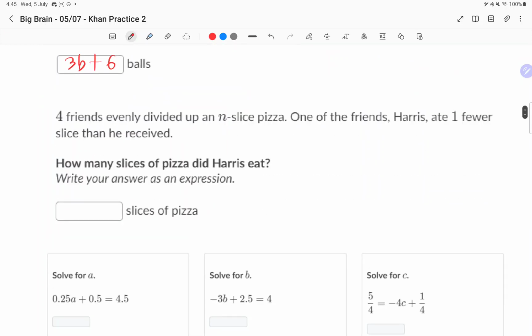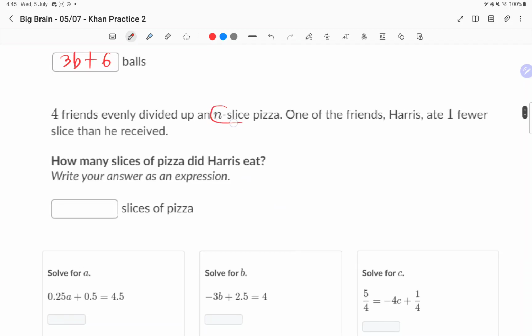So similarly, this question here: 4 friends evenly divided up an n-slice pizza. Okay, there are 4 friends and the pizza has n slices. It could be 4, could be 6 slices, could be 8 slices. One of the friends ate 1 fewer slice than he received. So how many slices of pizza did Harris eat? Okay, this one's a tricky one.